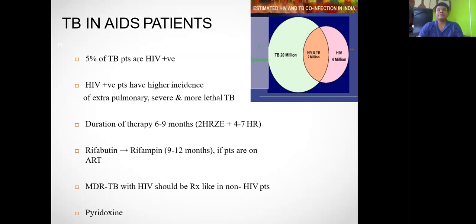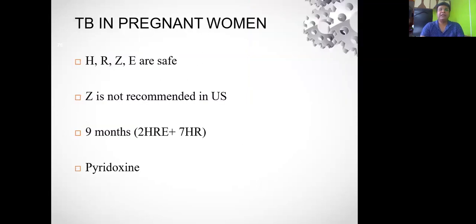Especially in TB associated with AIDS, rifabutin or rifampicin is given for 9 to 12 months if the patients are on antiretroviral therapy. And multi-drug resistant tuberculosis with HIV should be treated like non-HIV patients. That means multi-drug resistant tuberculosis has to be treated like non-HIV patients, as in the earlier regime we have seen.